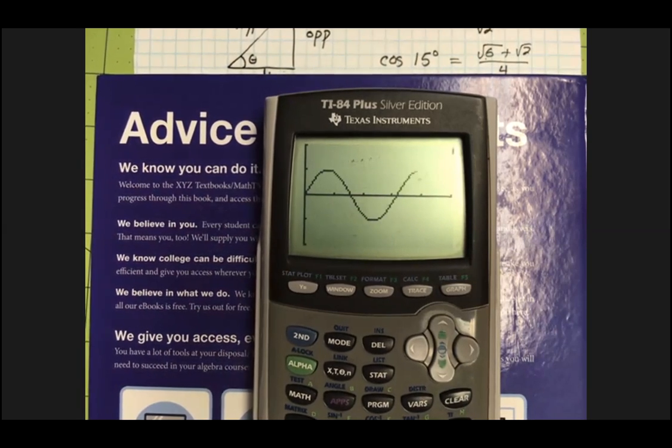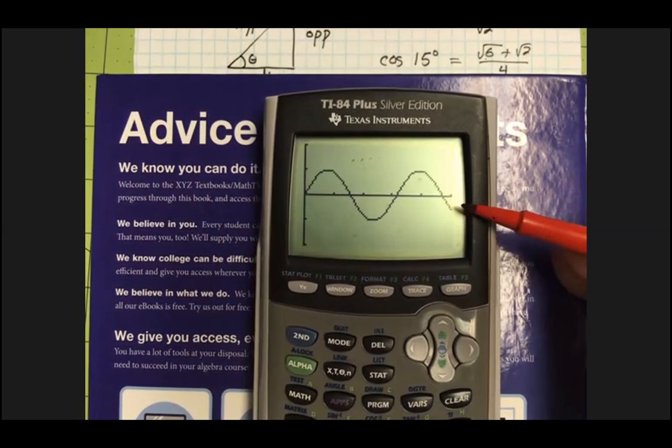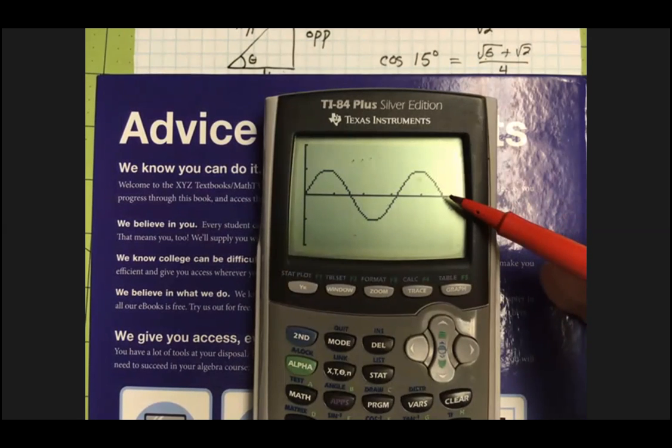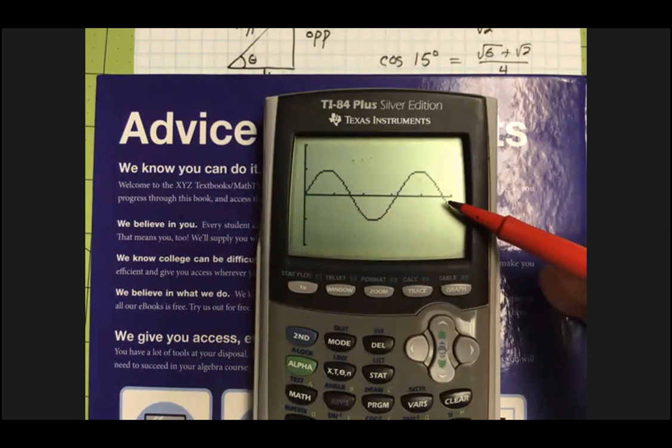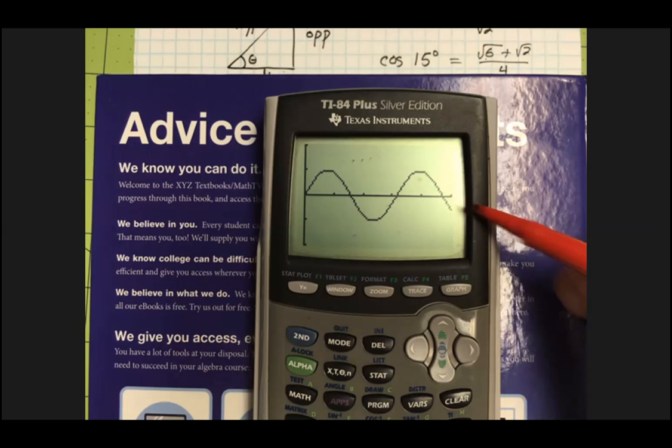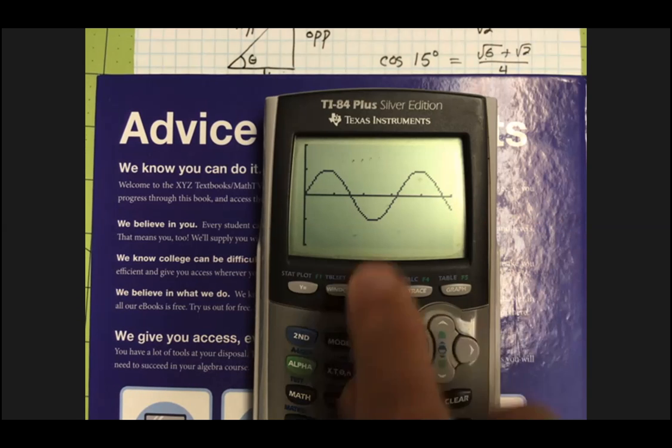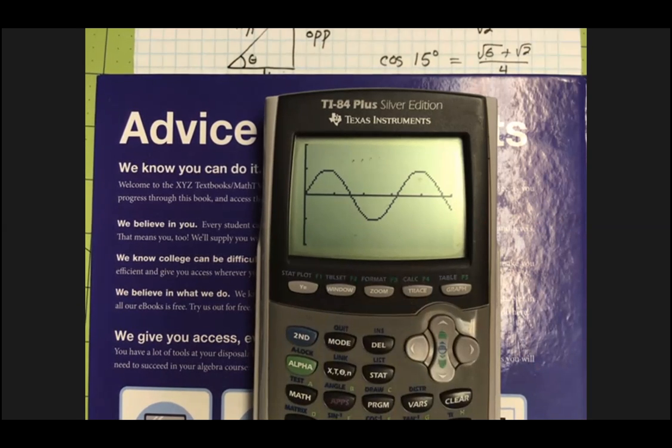1 high point, 2 high points, and then by the time it reaches 10, it hadn't quite come back to down and up again. But it was a little bit lower for a split second. Okay, this is the traditional graph of sine.